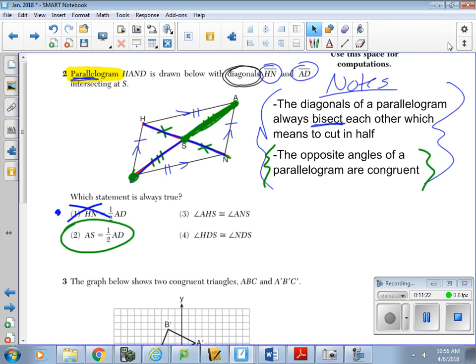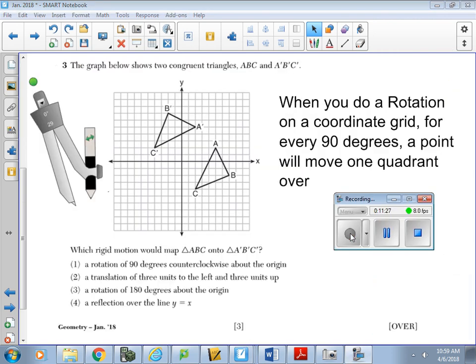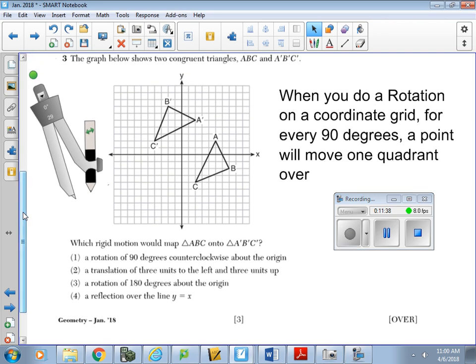Yeah, so that's my answer, all right? So, looking at problem number 3, it says the graph below shows two congruent triangles, ABC and A prime, B prime, C prime. It says which rigid motion would map triangle ABC, so that's this one I'm outlining in red, onto A prime, B prime, C prime. Now, as I look at these answers, I notice 2 of them have an option of rotations, okay? And then one of them translation and reflection.